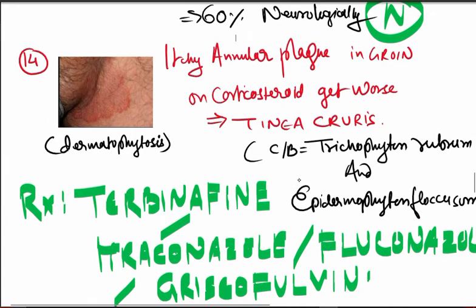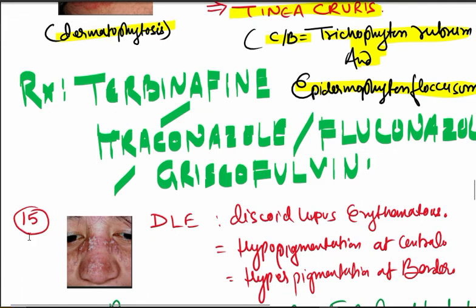Okay, next one. What is this? Groin area itchy. So itchy annular plaque in the groin, which gets worse on corticosteroid. So this is tinea cruris. This condition is tinea cruris, one of the dermatophytoses, and it is caused by Trichophyton rubrum and Epidermophyton floccosum. So this has to be treated with terbinafine, itraconazole, fluconazole or griseofulvin.